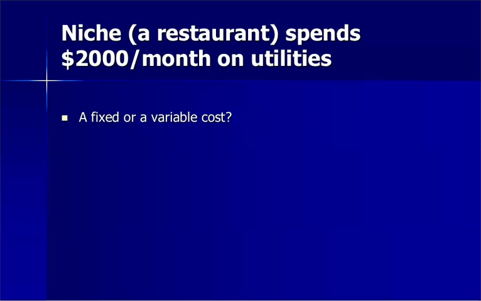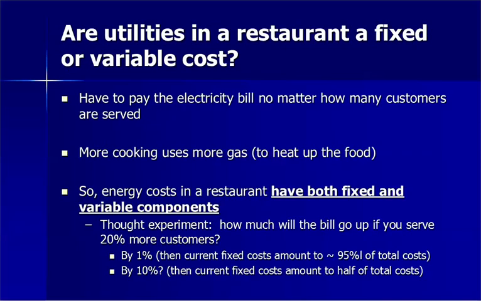So suppose you were given a financial statement that shows that Niche, which is a restaurant here in St. Louis, spends $2,000 per month on utilities. Do those $2,000 represent fixed costs or variable costs? The likelihood is that those $2,000 represent a bit of both. On the one hand, you have to pay the electricity bill no matter how many customers you serve. But on the other hand, if you serve more customers, you're using more gas to heat up the food. So the energy costs in this restaurant have both fixed and variable components.